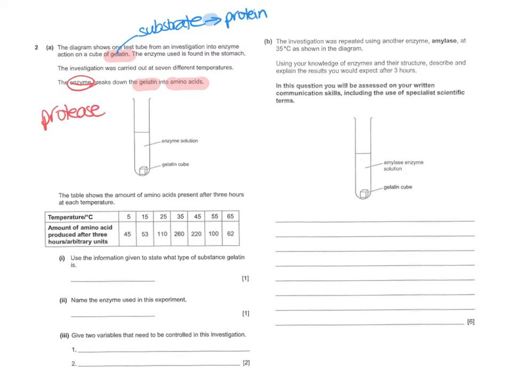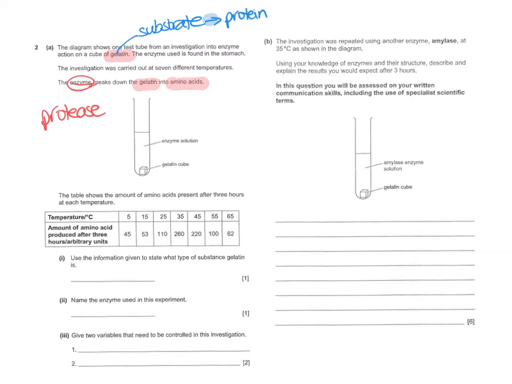Protease is the name that we give any enzyme that breaks down protein into amino acids. So that gives us these answers here. Part 1, type of substance gelatin is. It's a protein, and the enzyme protease. 2 variables that need to be controlled in this experiment.